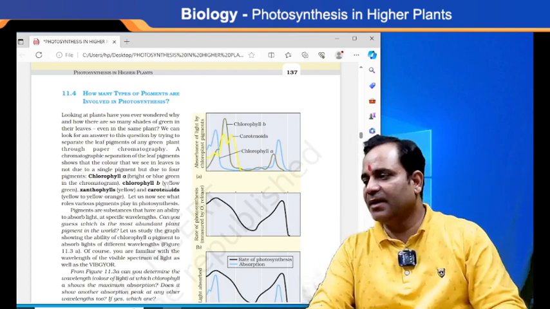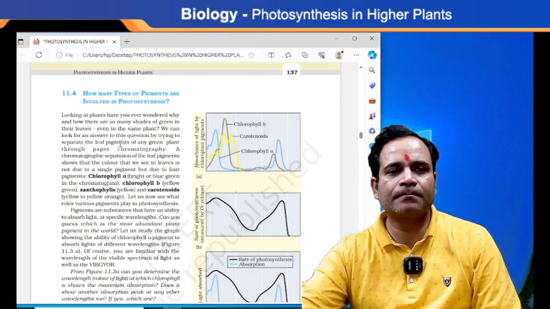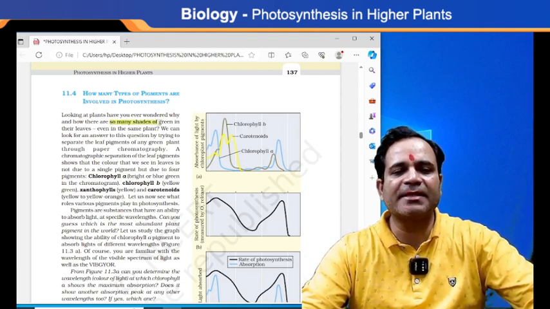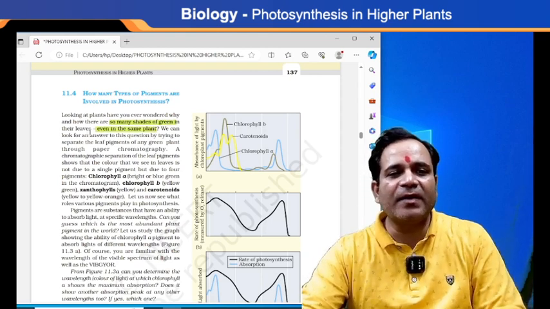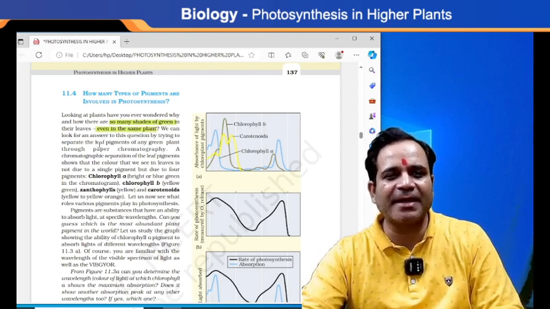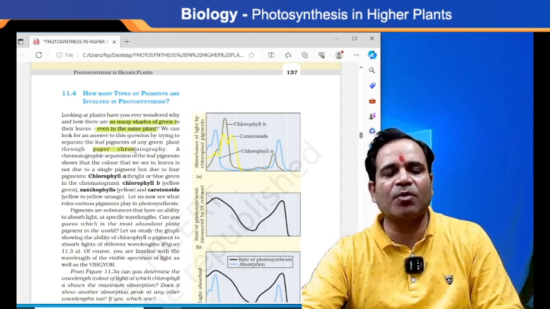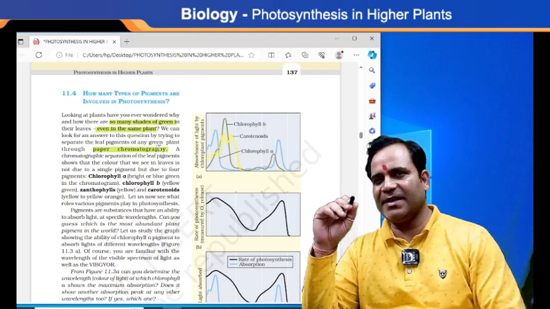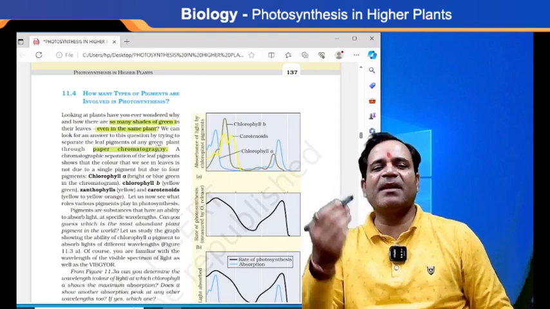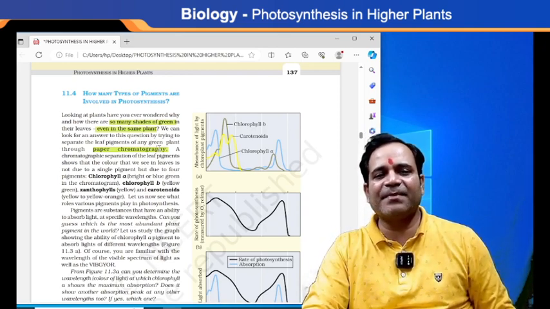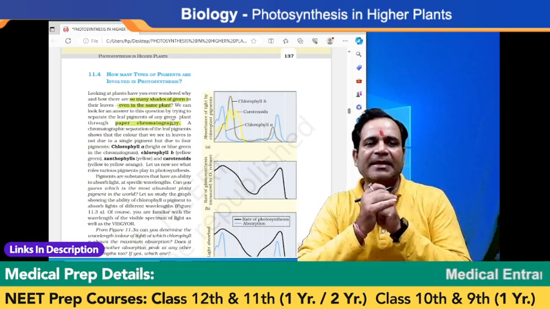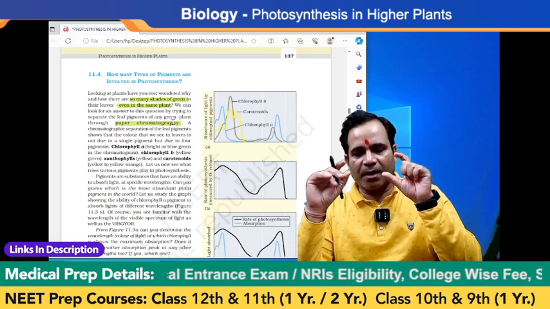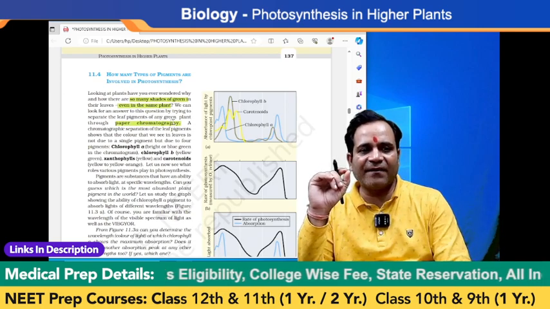Let's check one by one. Wait for a moment. Suppose there are so many shades of green in leaves, even in the same plant. We can look for an answer to this question by trying to separate the leaf pigments of any green plant through paper chromatography. Paper chromatography is a technique, my dear, to check which pigment is present there. The chromatographic separation of the leaf pigments shows the colors that we see in leaves. So the colors present in the leaves are only possible to know from chromatographic separation, my dear.